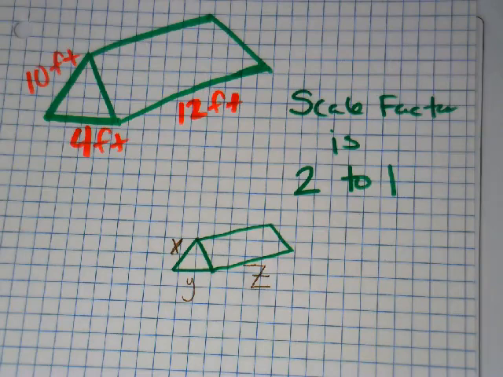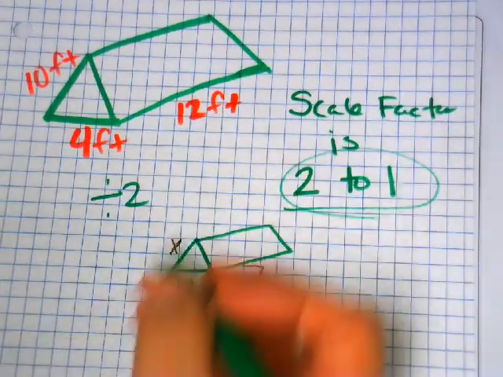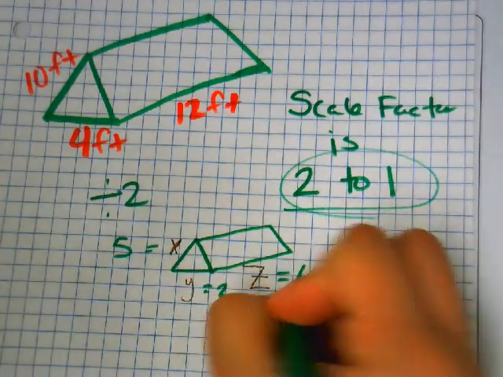Does anybody know what math is involved when I say half? Divide by what special number? 2. All right, Yaneli, put that away. We're going to divide by 2. All right, so super difficult. What's 10 divided by 2? 5. What's 4 divided by 2? 2. What's 12 divided by 2? 6. So take all of your numbers and divide by 2 because it's 2 to 1. So this is 5, 2, and 6.